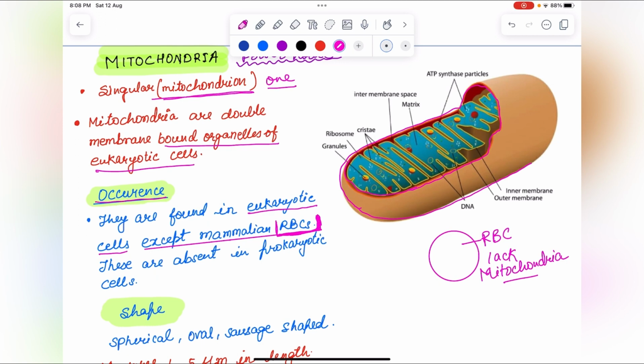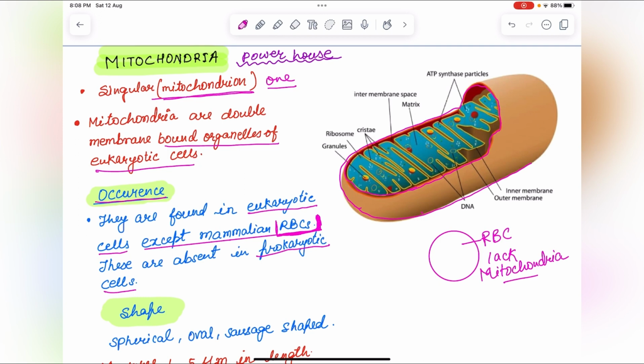And mitochondria are absent in prokaryotic cells. There are two types of cells, eukaryotic and prokaryotic. In eukaryotic cells, mitochondria are present, and in prokaryotic cells, mitochondria are absent. These are the cell organelles.